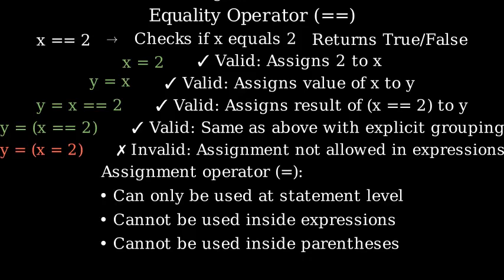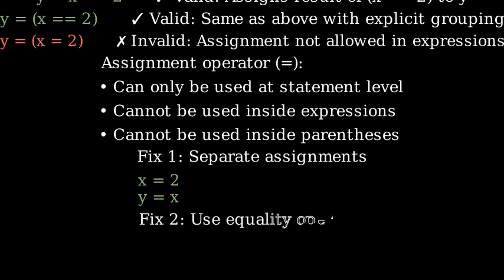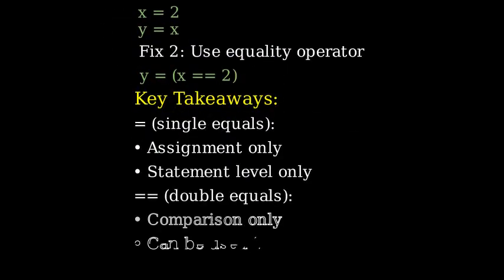To fix statement 4, you would either need to separate the assignments into two statements like this: x = 2, then y = x, or if you want to check equality, use the double equals operator instead: y = (x == 2). Remember, in Python, the single equals operator is for assignment and can only be used at the statement level, while the double equals operator is for comparison and can be used within expressions.